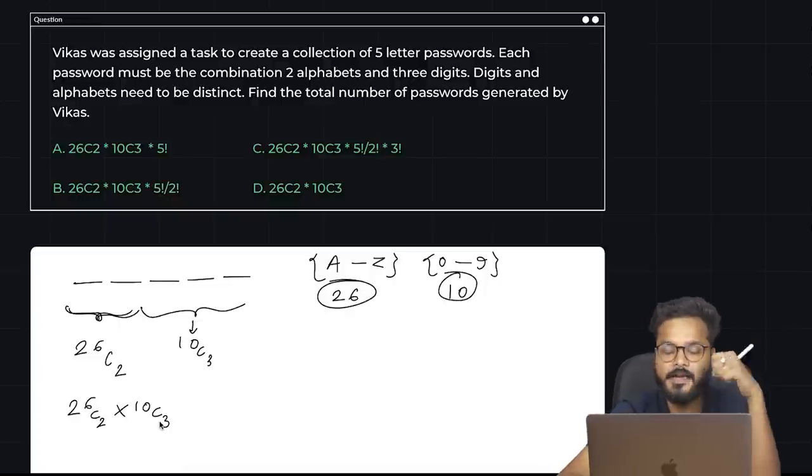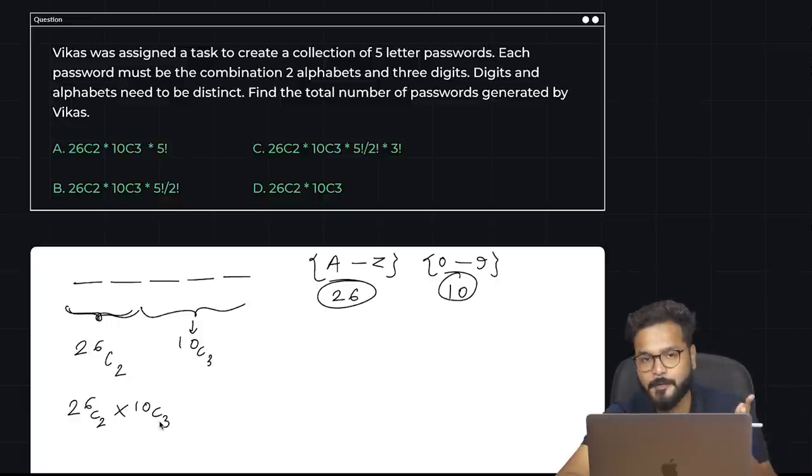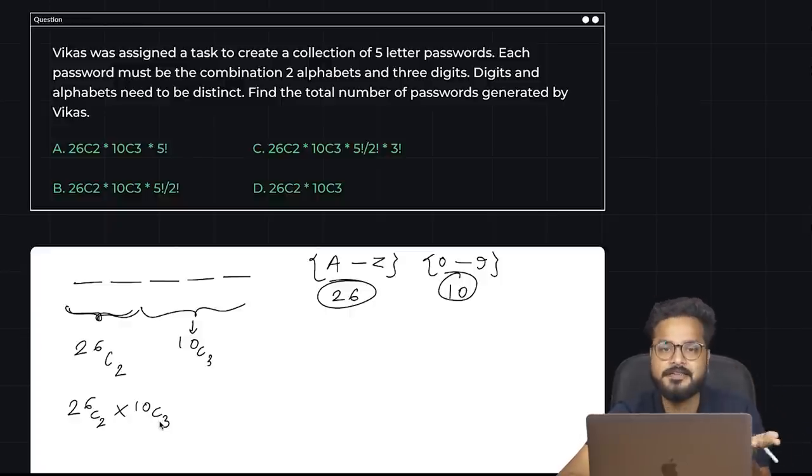Option number D would be the answer. We have selected 2 alphabets and 3 digits already. No. Has anything been mentioned about the positions of the alphabets and the digits? No, they have not specified. So the alphabets can be anywhere, the digits can be anywhere, they can be jumbled or anything, right? It's just that there should be 2 alphabets and 3 digits.